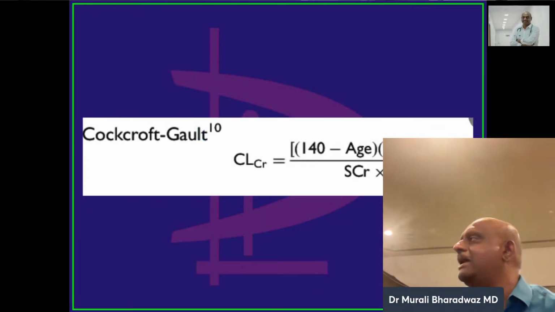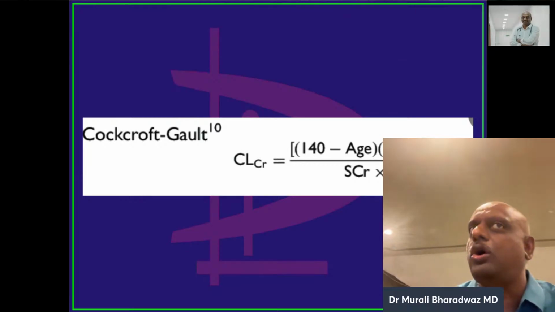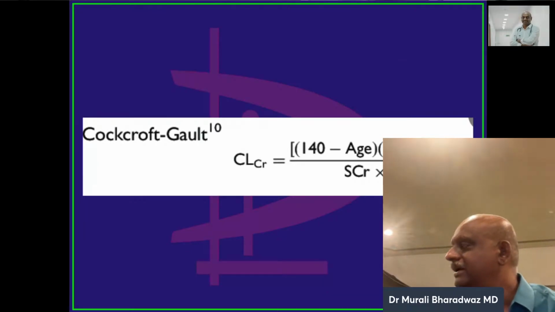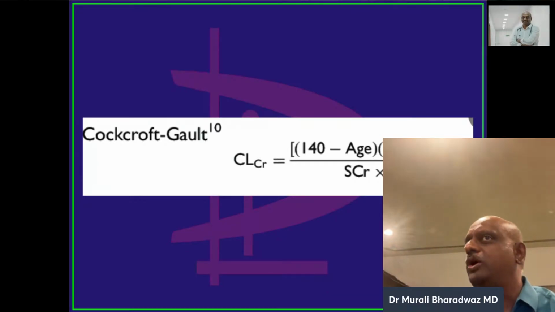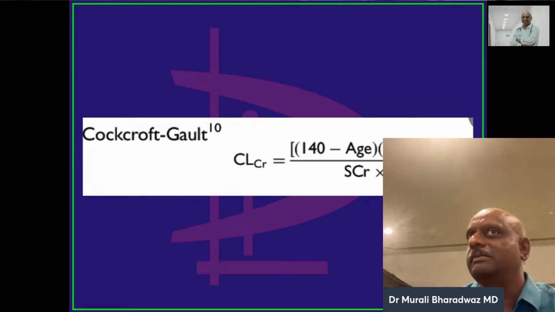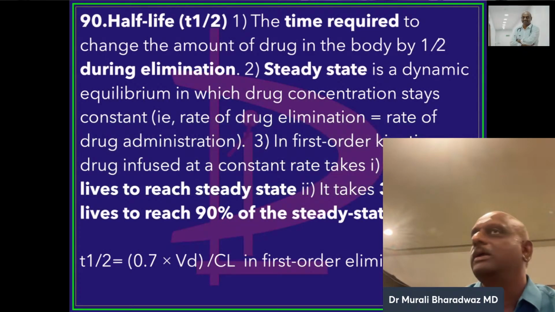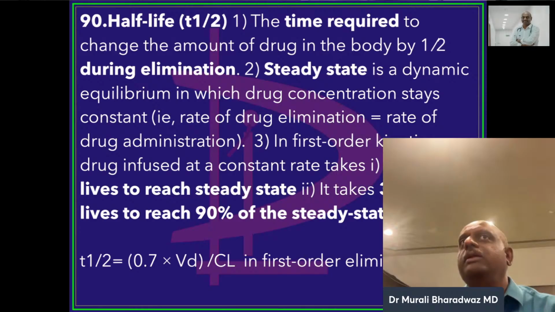So if you look at creatinine clearance, there is a formula called Cockcroft-Gault. 140 minus age into body weight into 0.85 by serum creatinine into 72 will give you the rate at which the kidney is clearing the creatinine. Clear, doctor? Then half-life, the time required to change the amount of the drug in the body by half.